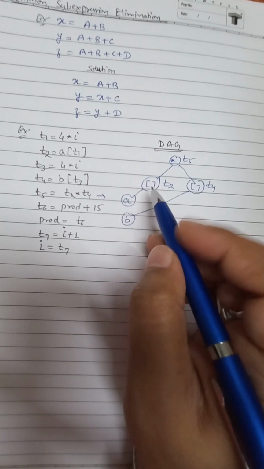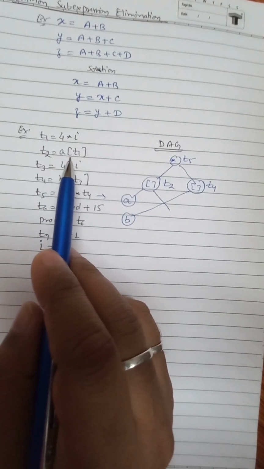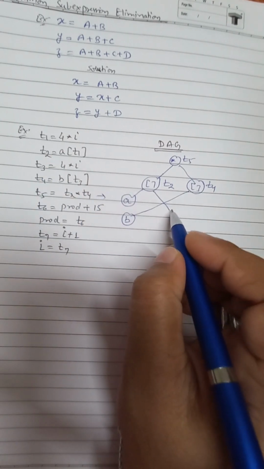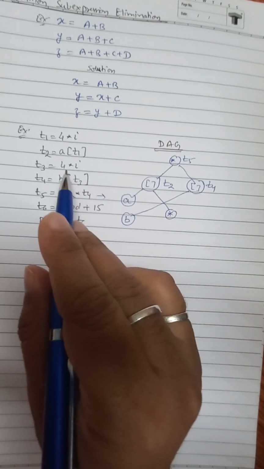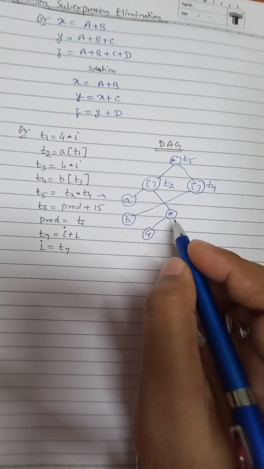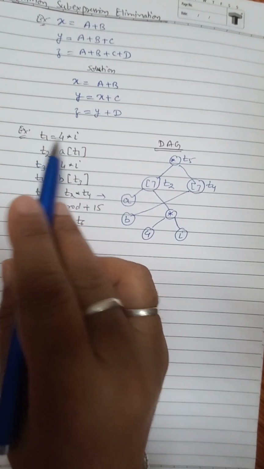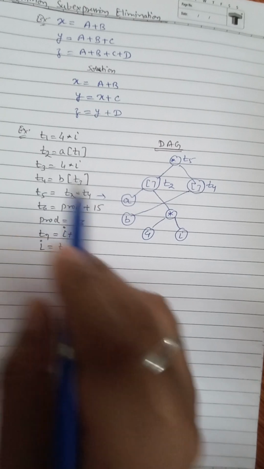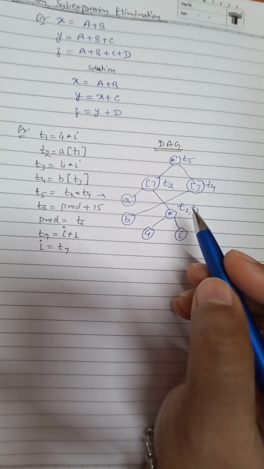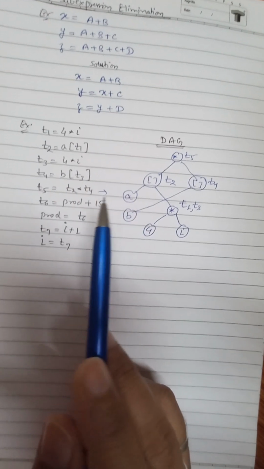Now in T2, what are we assigning? Before that, what are we assigning? 4 into I, right? So I am writing here T3, 4 into I. 4 into I is in both T3 and T1. T1 and T3 we have assigned 4 into I, so I am writing here 4 into I multiplication, and T1 comma T3, right? So this line is over, this line is over, and so on. Now what do we have left?